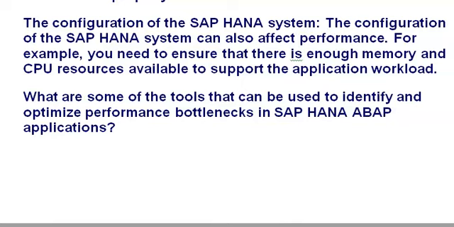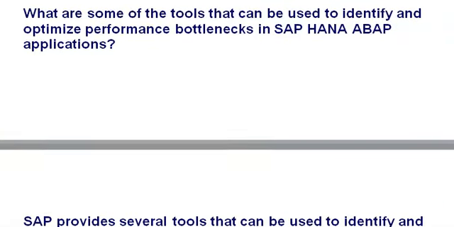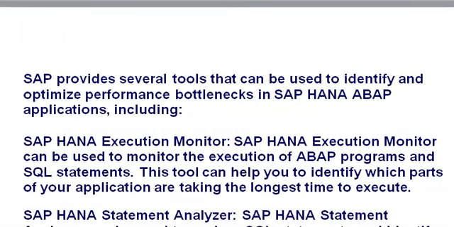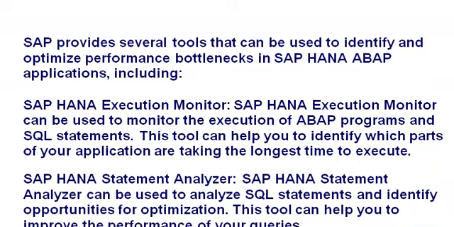So, what are some of the tools that can be used to identify and optimize performance bottlenecks in SAP HANA ABAP applications? SAP provides several tools that can be used to identify and optimize performance bottlenecks in SAP HANA ABAP applications, including SAP HANA Execution Monitor and SAP HANA Statement Analyzer. SAP HANA Execution Monitor can be used to monitor the execution of ABAP programs and SQL statements.